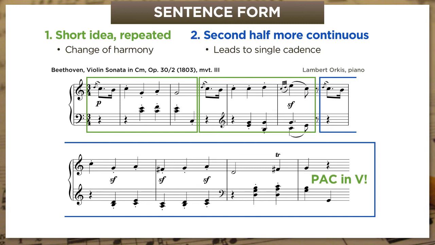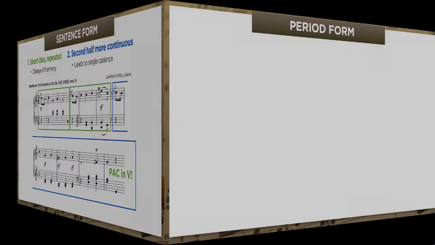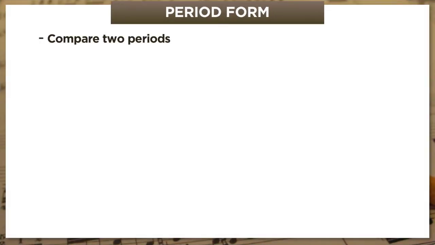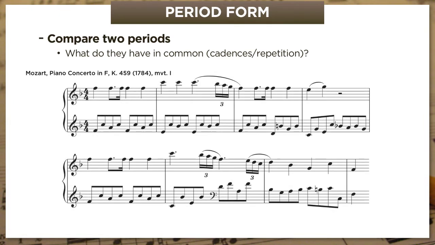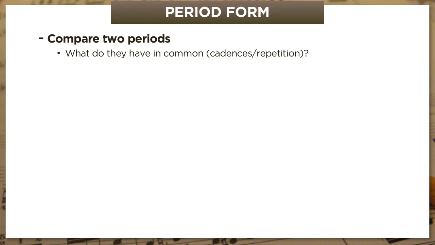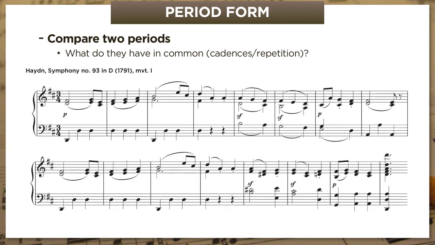Okay, now that we've got sentences under our belt, let's turn to periods now. And it's going to be the same drill as before. I'm going to play you 2 of them, and I want you to listen for what they have in common in terms of both cadences, how many, what kinds, and important thematic repetitions. The first is from Mozart's F major piano concerto. And the second is from Haydn's Symphony number 93 in D major.